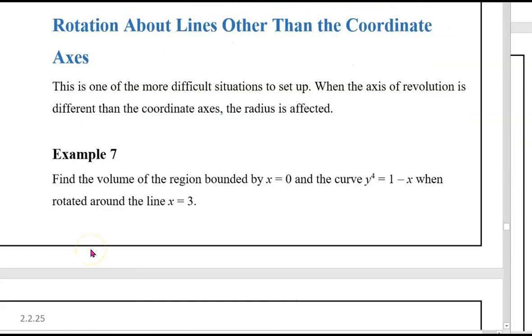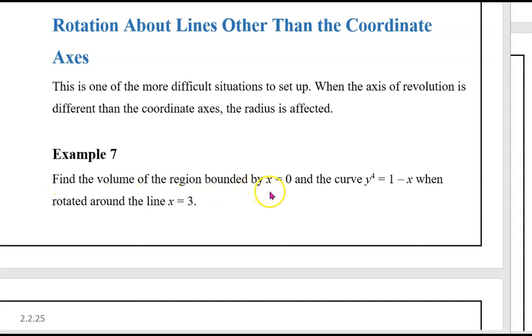What about rotating about lines other than the coordinate axes? We want to work one more example, and then we'll take a look at some mixed practice in the next video. This is one of the more difficult situations to set up when your axis of revolution or your axis of rotation is a line other than the x-axis or the y-axis. The reason is this affects the radius and how to compute it. Let's look at example 7.